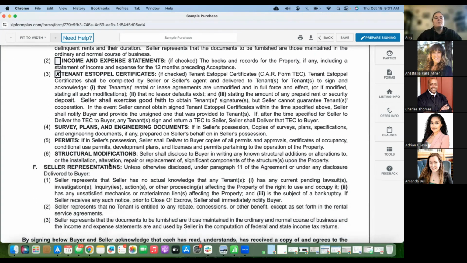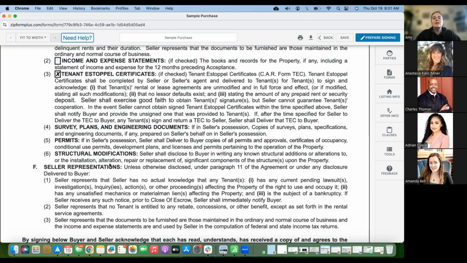Four is survey plans and engineering documents. If in seller's possession, copies of surveys, plans, specifications, engineering documents, if any, prepared on seller's behalf. So if seller has any of those, they're supposed to disclose that. Permits, if in seller's possession, seller shall deliver copies of all permits and approvals, certificates of occupancy, conditional use permits, development plans, and licenses and permits pertaining to the operation of the property. Again, that's if seller has those in possession.